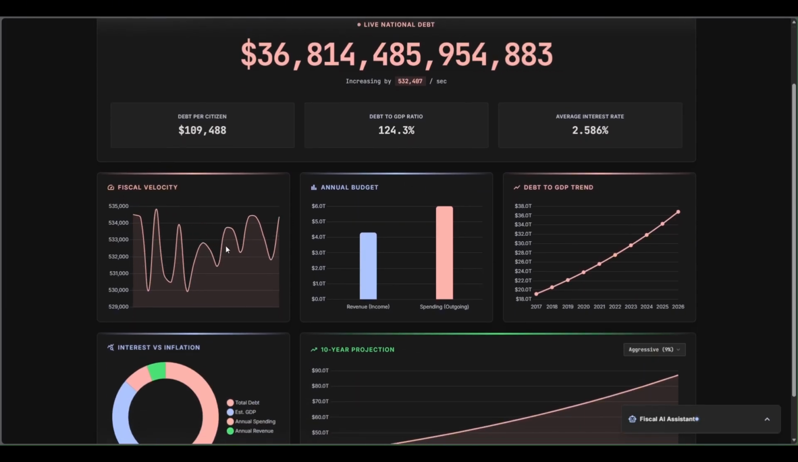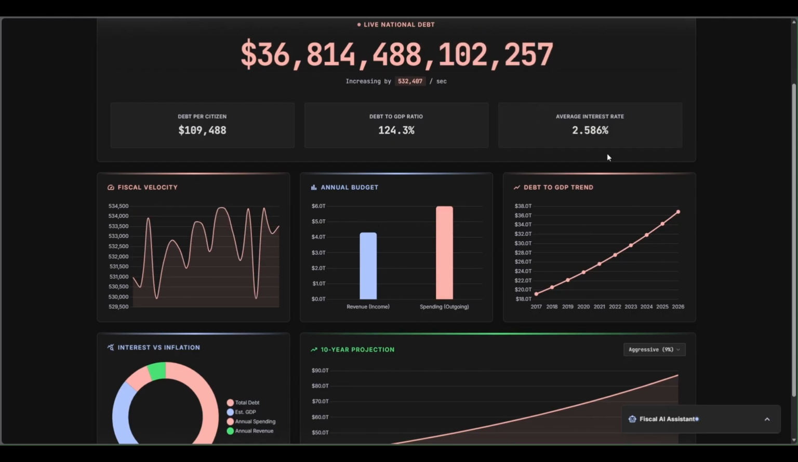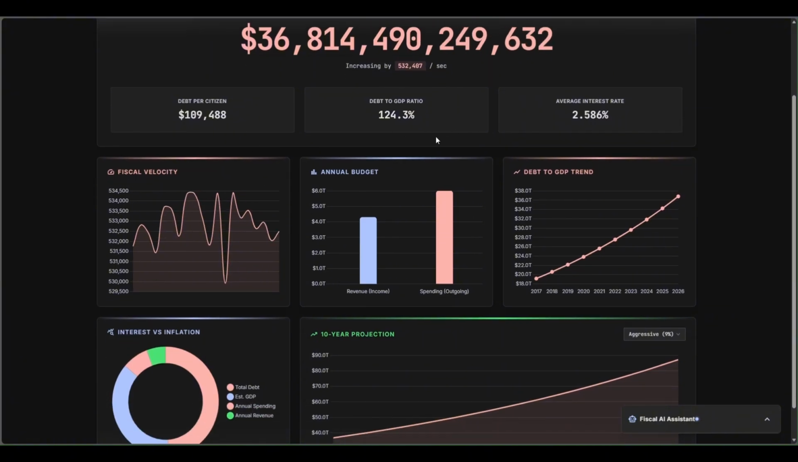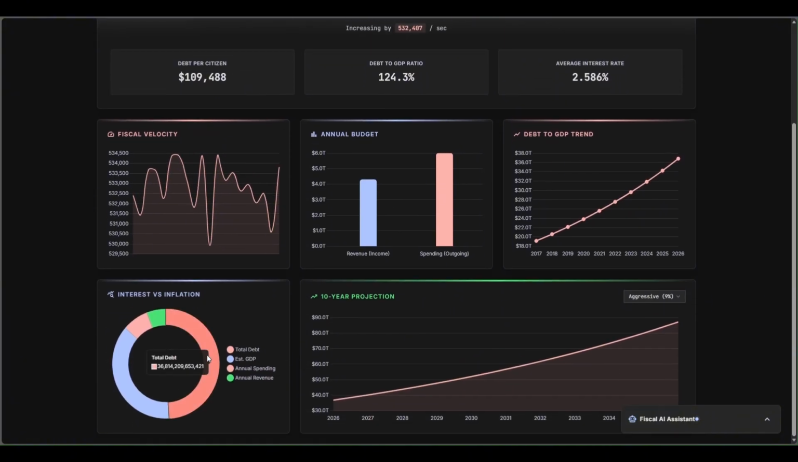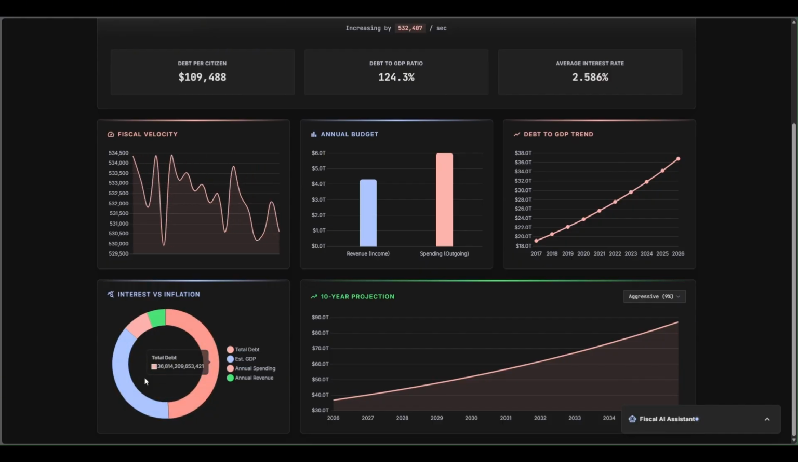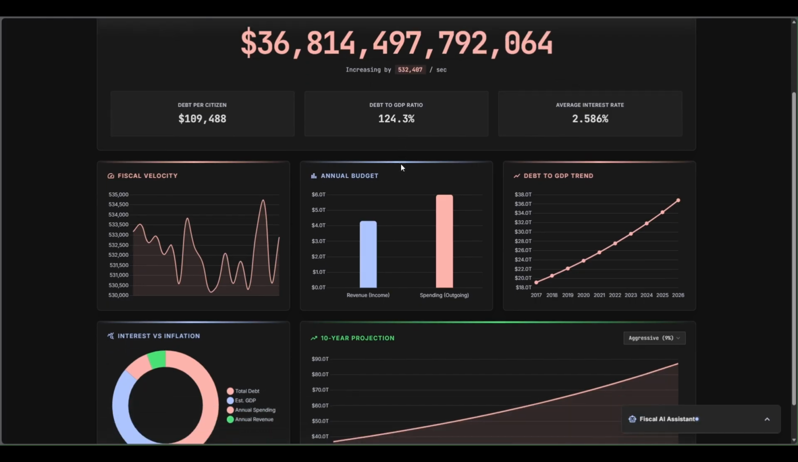As you can see, the fiscal velocity and the annual budget and debt to GDP trend, all these different things change and the KPIs change. You have the interest versus inflation, so the total debt that the US government has, and then the estimated GDP. And as you can see, we have a lot more debt than we do GDP, which means it's a negative.